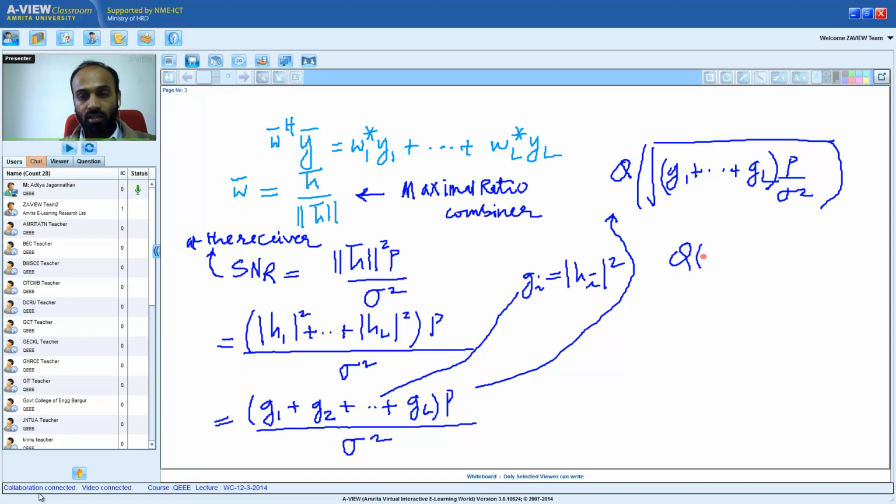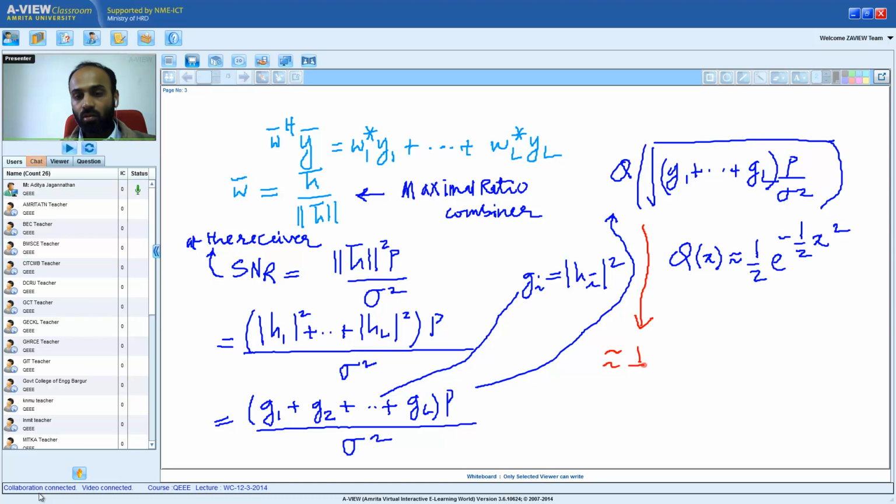Basically the Q of x is approximately equal to, actually it is less than or equal to, half e to the power of minus half x square. So using this approximation, my instantaneous bit error rate becomes approximately equal to half e to the power of minus half P over sigma square times (g1 plus g2 plus so on up to gL). Hope everyone can see this.